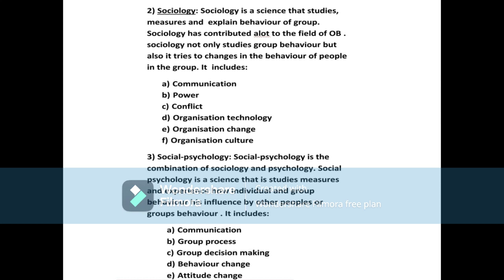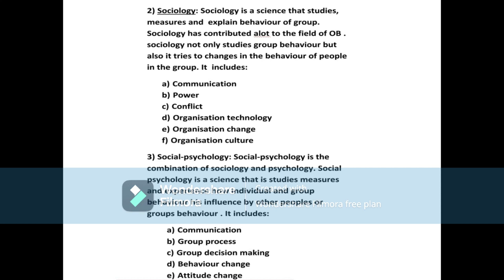And coming to sociology, this is another subject that has contributed to organizational behavior. Sociology is basically the science that studies, measures, and explains the behavior of groups. When we say society, a single individual is not treated as a society; a group of people is treated as society. Therefore sociology is related to groups of people: how a social group behaves, how society behaves.